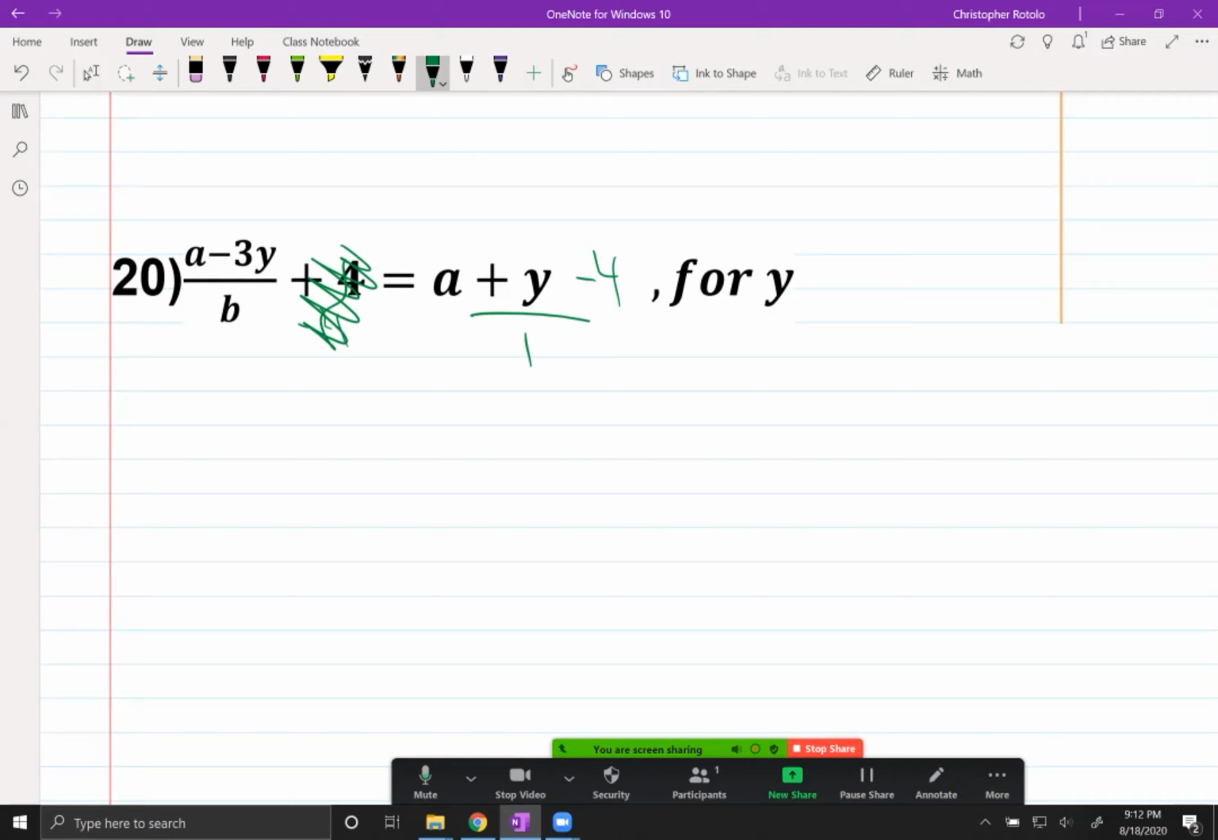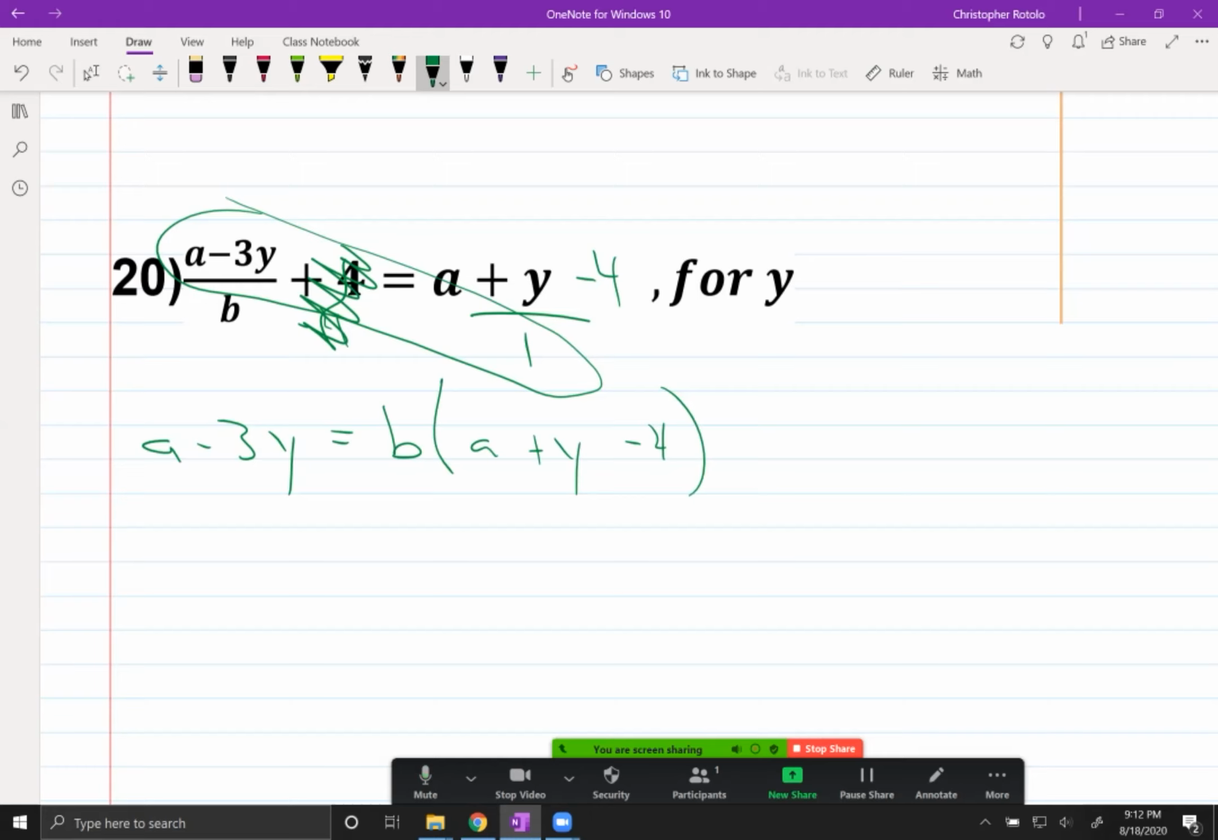So now I can cross multiply, so things look a little bit better. So I'm going to have this cross multiplication here. So a minus 3y. Again, the idea is to eliminate fractions to make your life easier. I don't want to do anything just yet until I see how this is going to pan out. What am I solving for? I'm solving for y. This time we're going to go ahead and distribute.